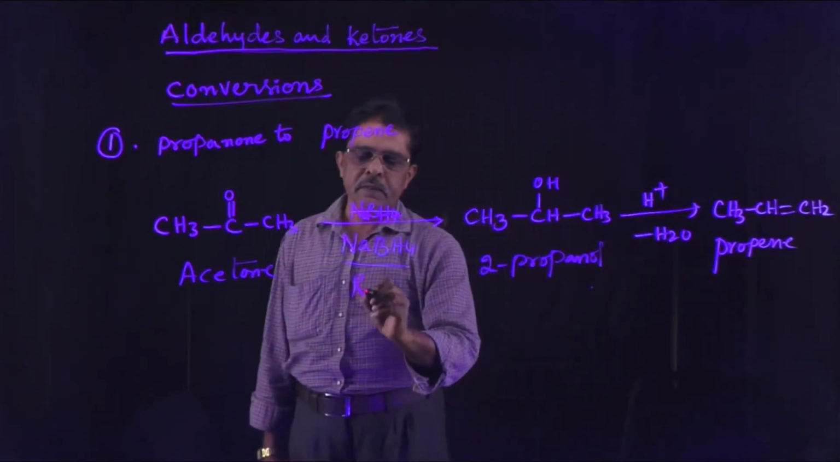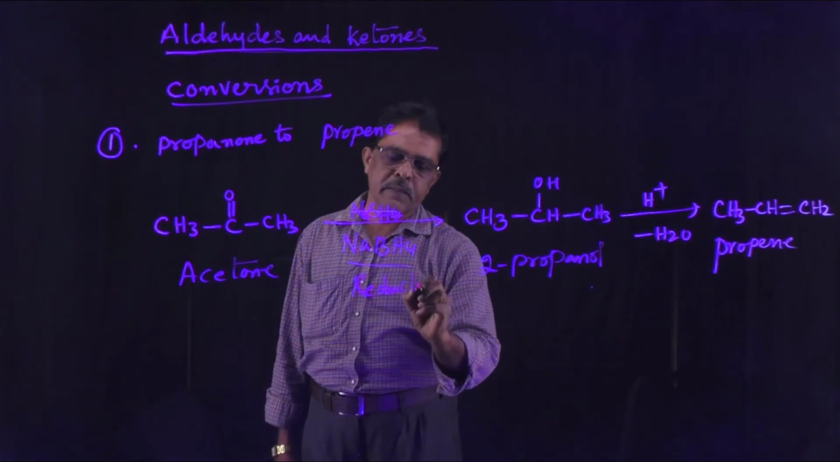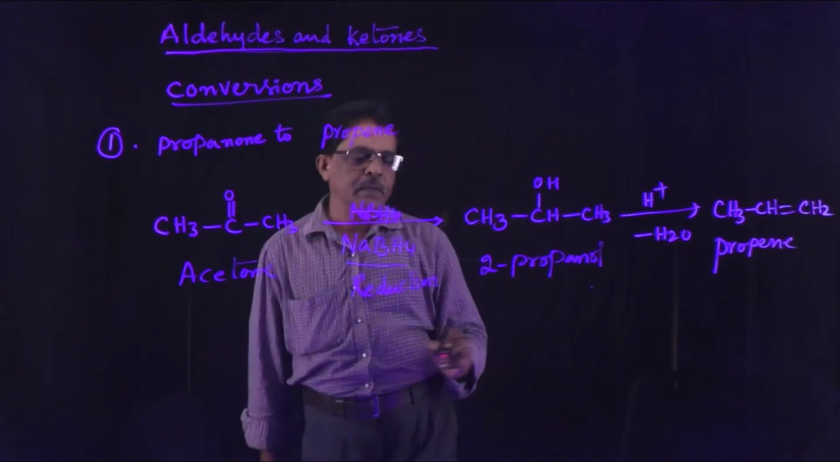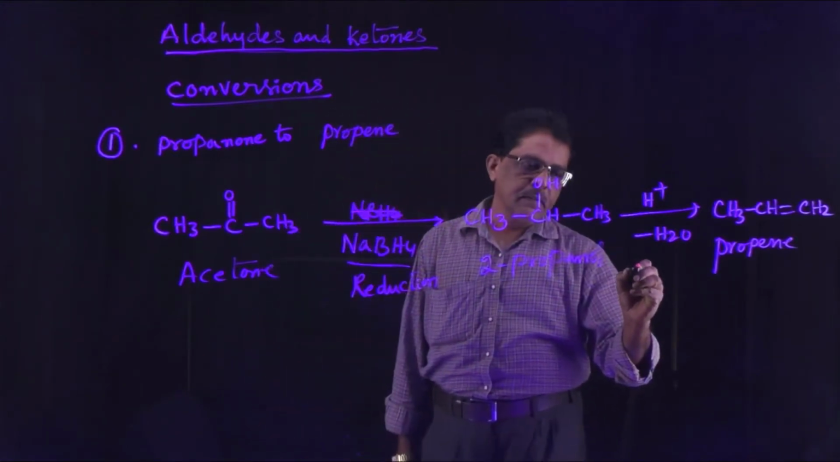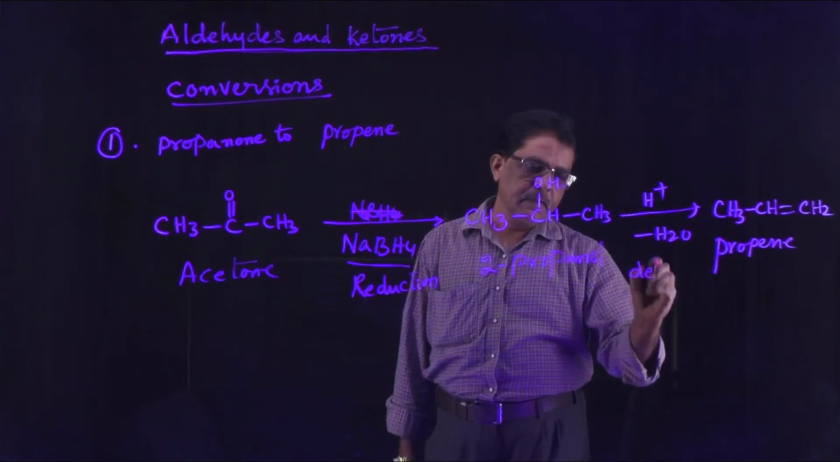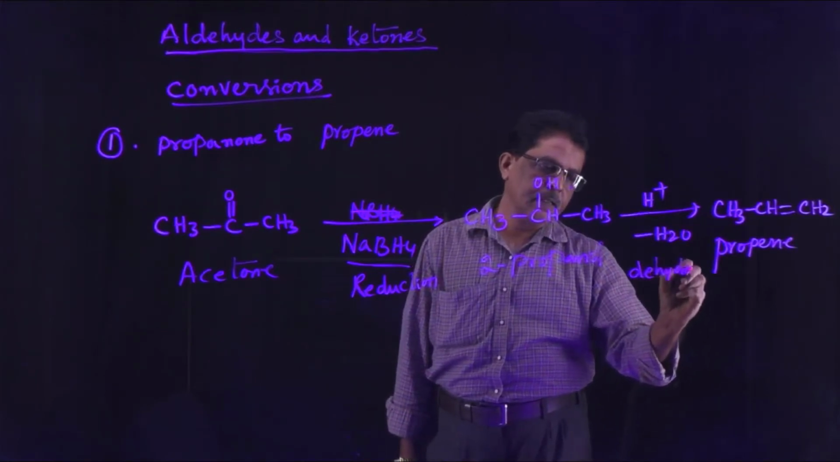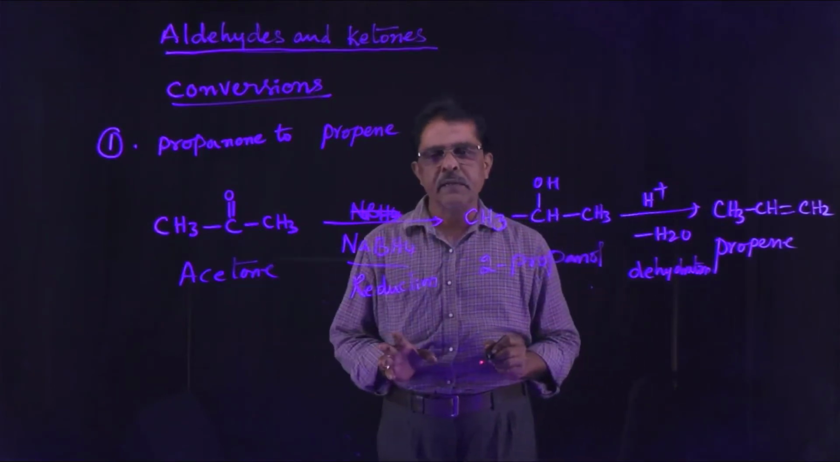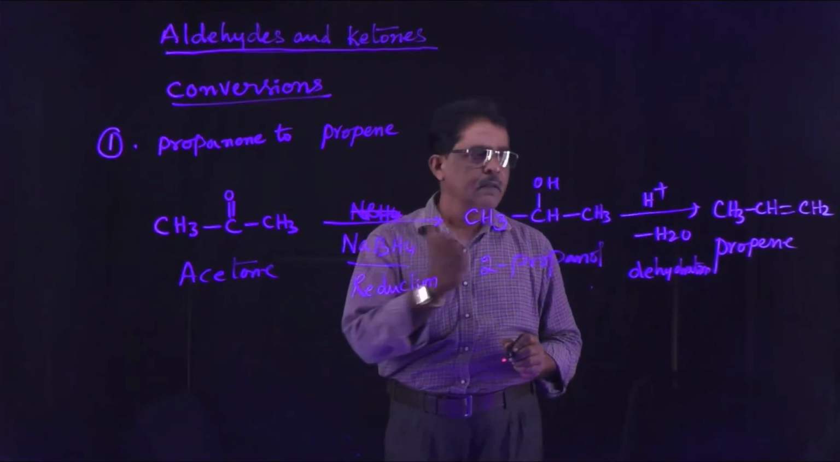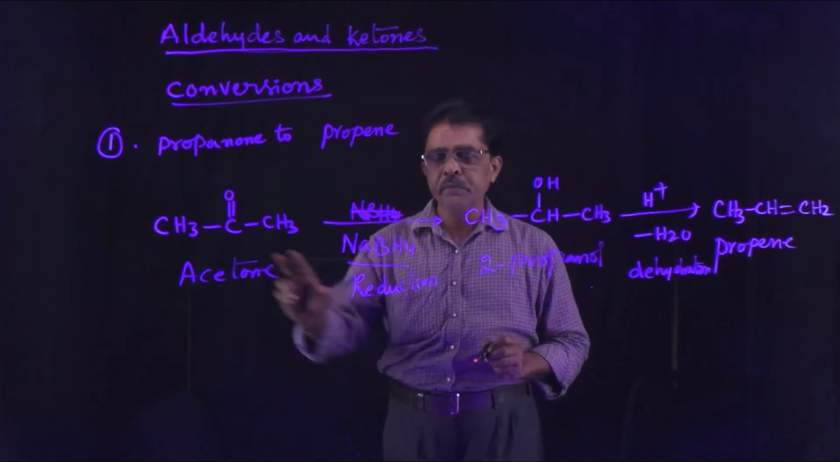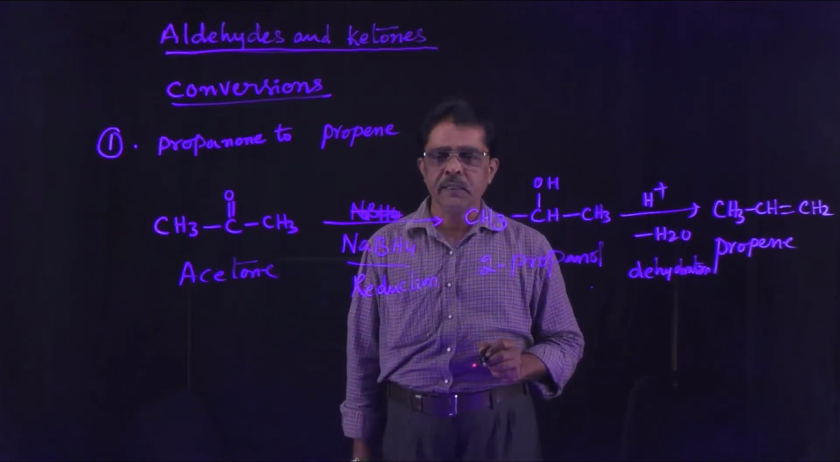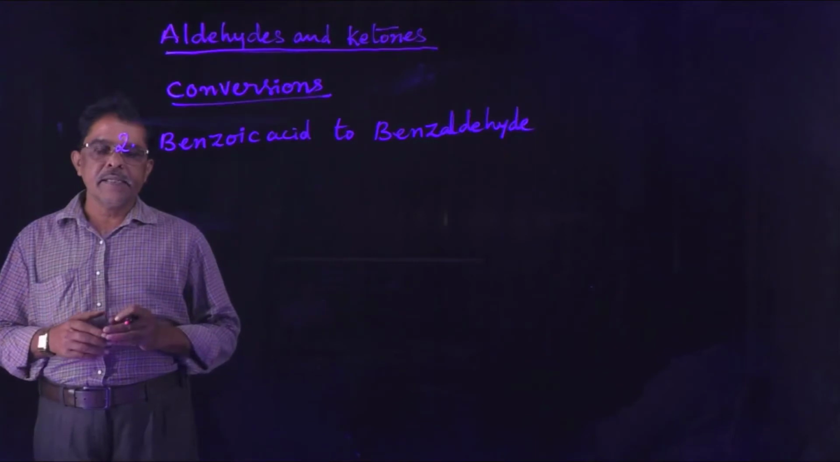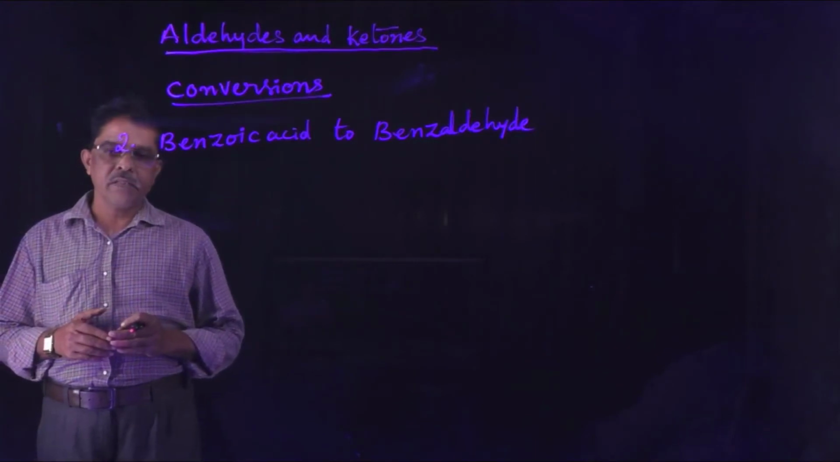This one is the reduction reaction, and here dehydration takes place, right? In two steps we can get the propene from acetone or propanol, right? Understand? The second conversion is benzoic acid to benzaldehyde.